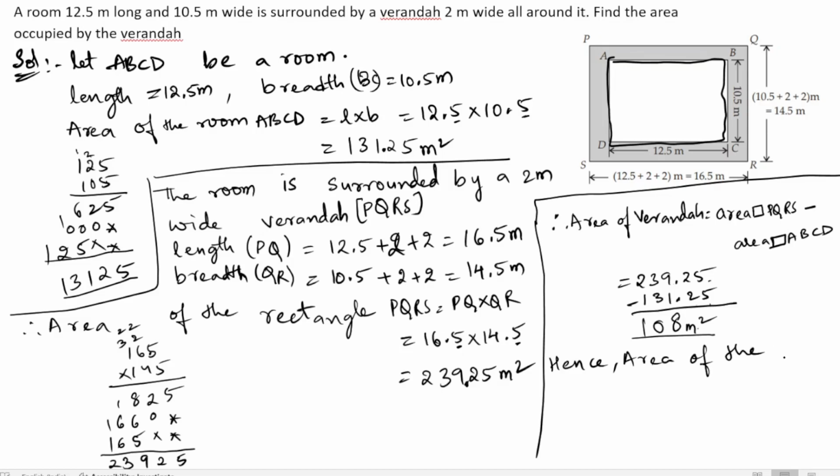Hence, the area of the veranda is 108 square meters.